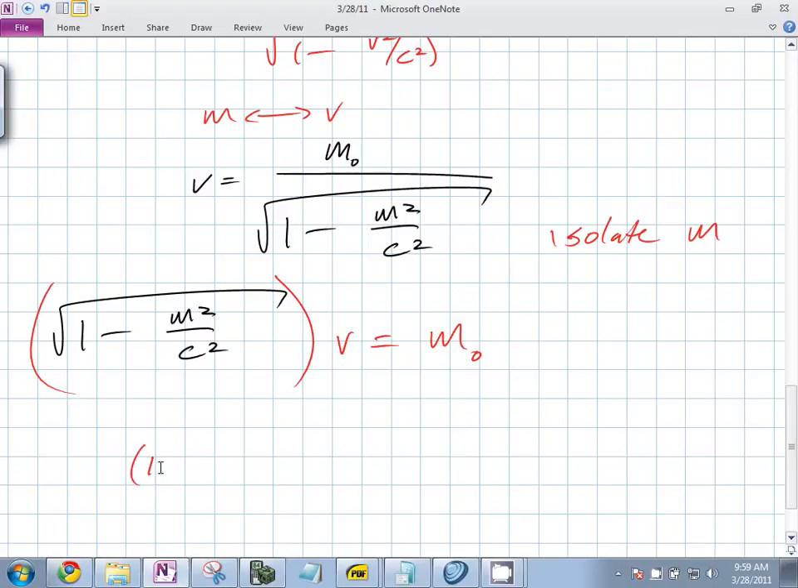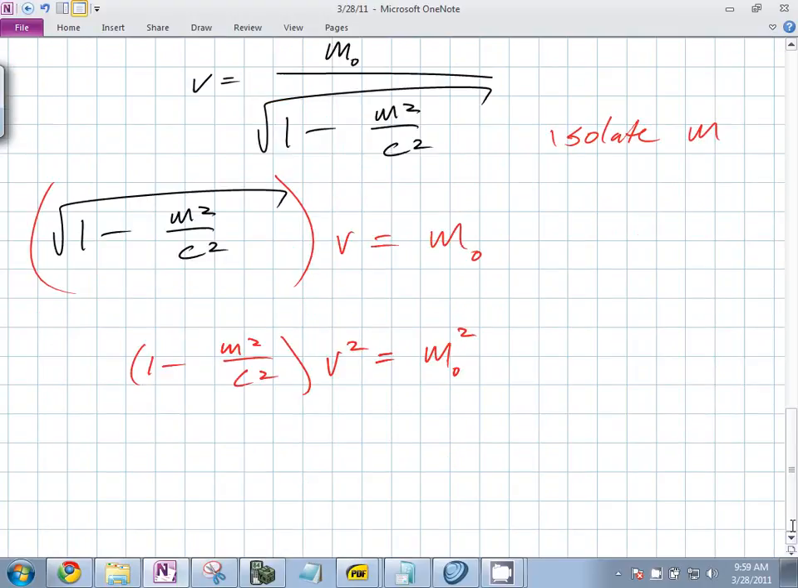1 minus m squared over c squared times what? If we square both sides, what does the v become? Thank you. Equals what? M naught squared. Right. Now what do we have to do? Multiply. Yeah. Get rid of the parentheses. So we're going to distribute.